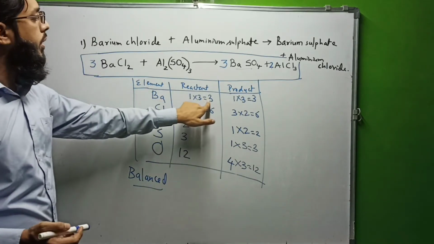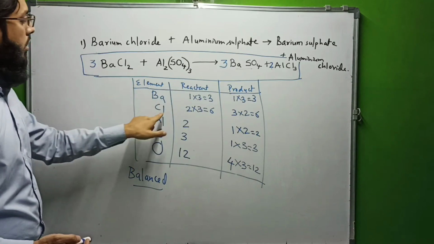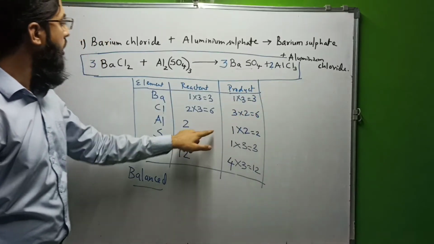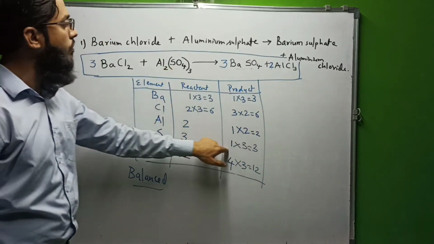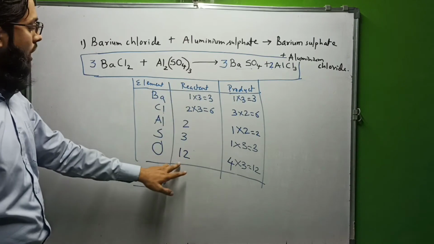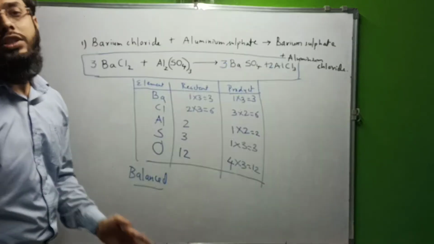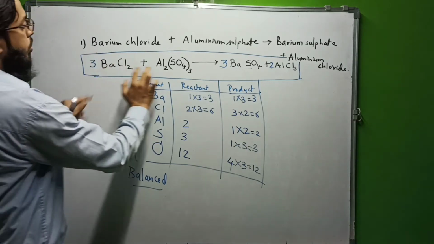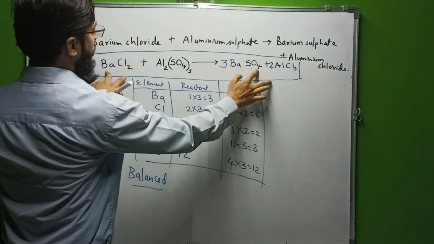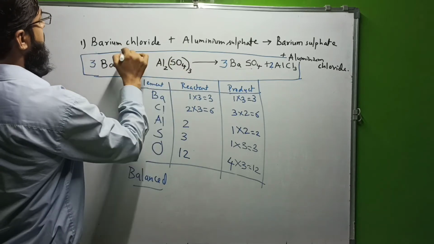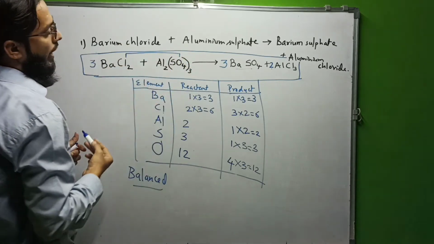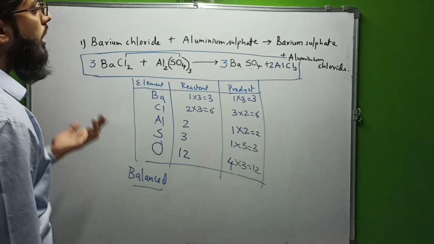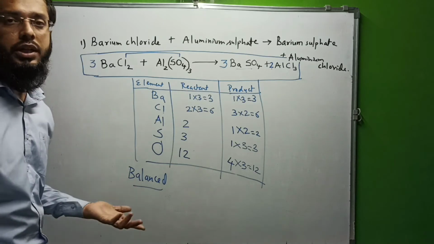3 Ba, 3 Ba, 6 Cl, 6 Cl, 2 Al, 2 Al, 3 S, 3 S, 4 is a 12, 4 is a 12. So this was an example of this kind of reaction. You can see BaCl2 and Al2(SO4)3 become BaSO4 and AlCl3. There is a displacement of Cl and SO4, or we can say everything gets displaced, so it is called a double decomposition reaction or double displacement reaction.